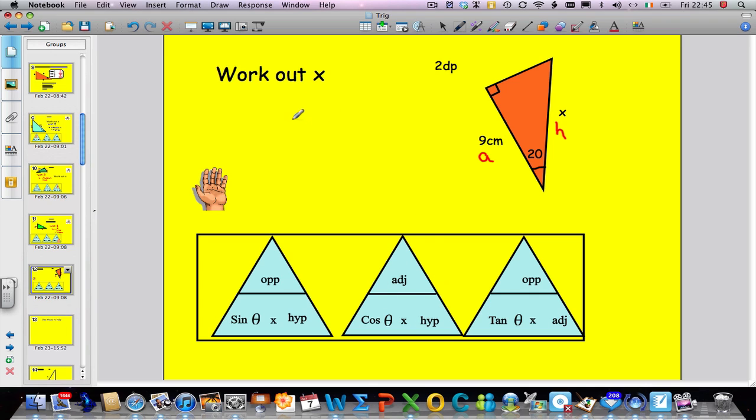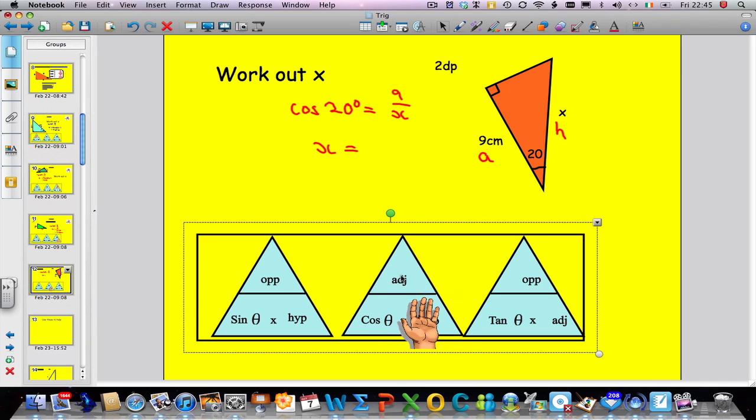So I'm going to set up my equation now. Cos of 20 is equal to adjacent over hypotenuse. Adjacent is 9, hypotenuse is x. Now I'm going to solve it, so I want to solve for x. In order to solve for x, let's take the hand and cover up what it is we're looking for. In this case I'm looking for x, so I'm going to cover the hypotenuse.